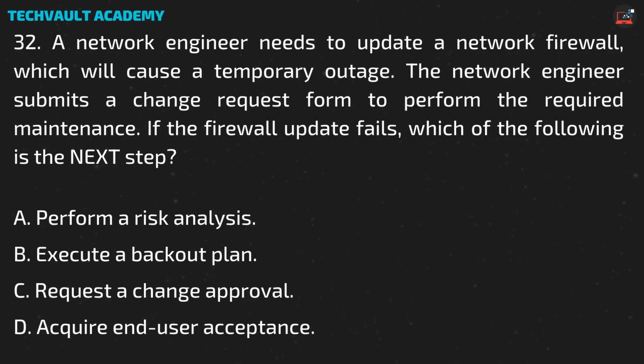32. A network engineer needs to update a network firewall, which will cause a temporary outage. The network engineer submits a change request form to perform the required maintenance. If the firewall update fails, which of the following is the next step? A. Perform a risk analysis. B. Execute a backout plan. C. Request a change approval. D. Acquire end-user acceptance.